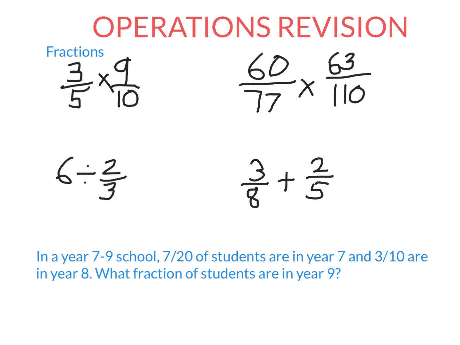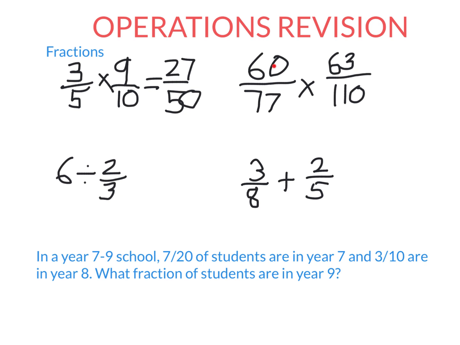When we want to multiply two fractions, we simply multiply the tops, the numerators, and multiply the denominators. So we just go 3 times 9 is 27 and 5 times 10 is 50. So over here we could do the same thing, but when you're multiplying there is a way that you can make the calculations easier. So you're doing 60 times 63 and 77 times 110, that would take a long time. What we can do sometimes to make the multiplication easier is to cancel.